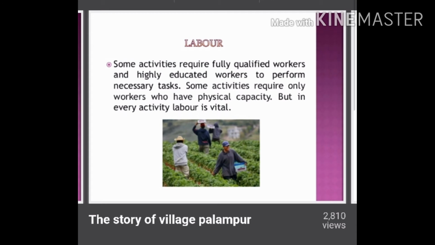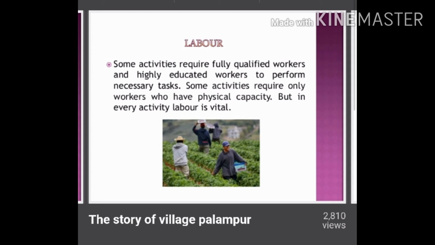The next factor which is required is labor. If I have land but I do not have labor, that will not increase my production and it will not help me get the production. Some activities require fully qualified and highly educated workers to perform necessary tasks. Some activities require only workers who have physical capacity, but in every activity labor is required.